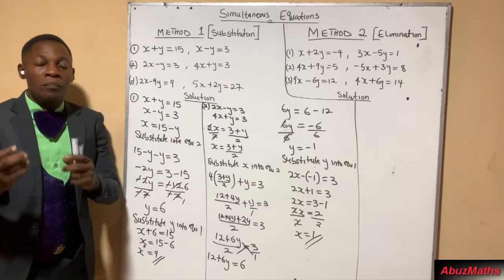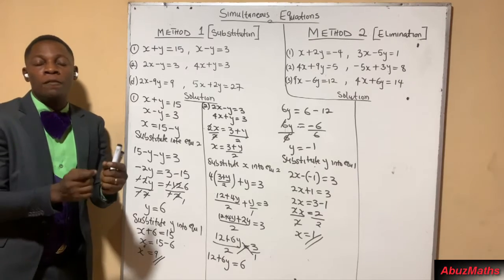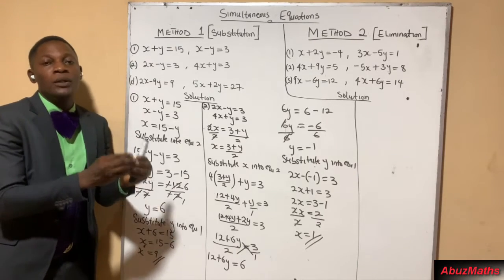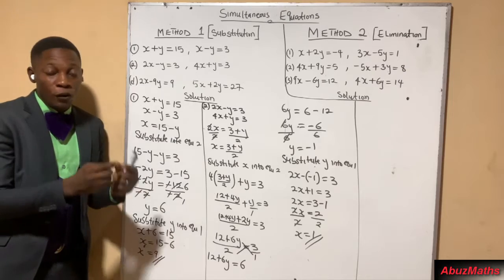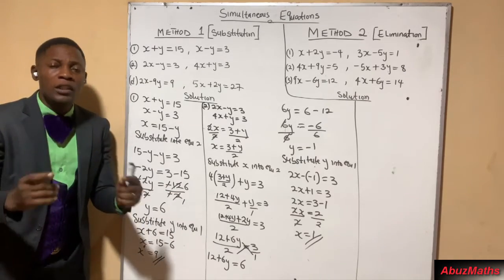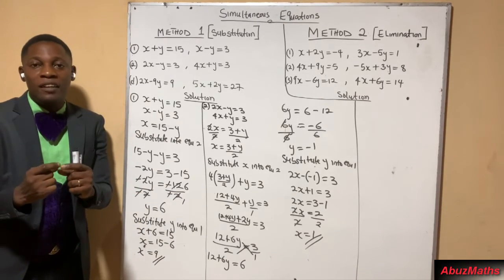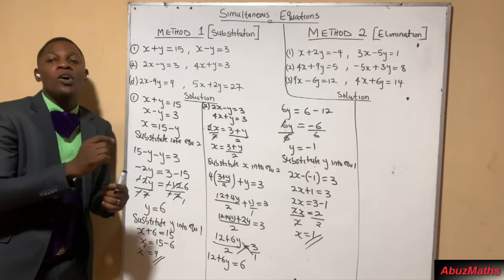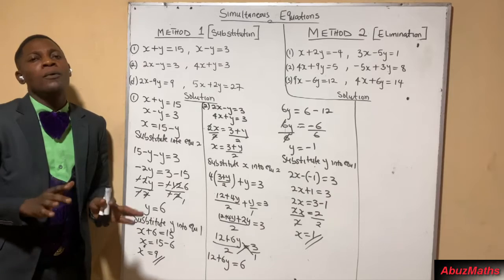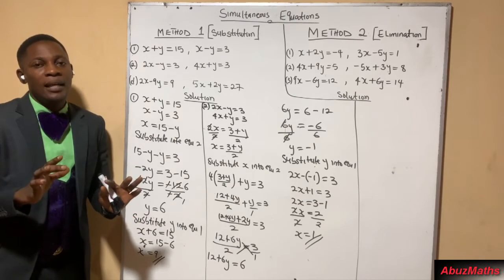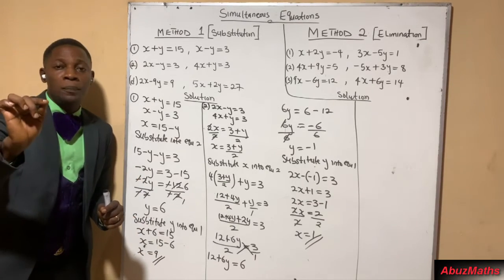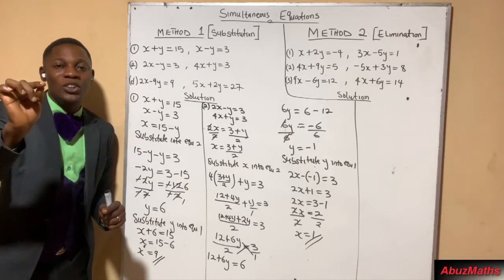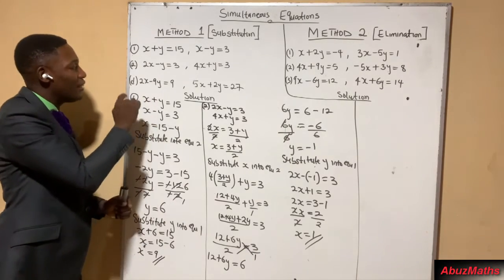Just make one of the variables the subject of the formula and substitute that value into the next equation, solve for that variable, and when you're done, get the answer for that variable, put it in any of the equations, and find the second variable. It's as simple as A, B, C. I trust that you've understood the process, so I want you to solve number 3.